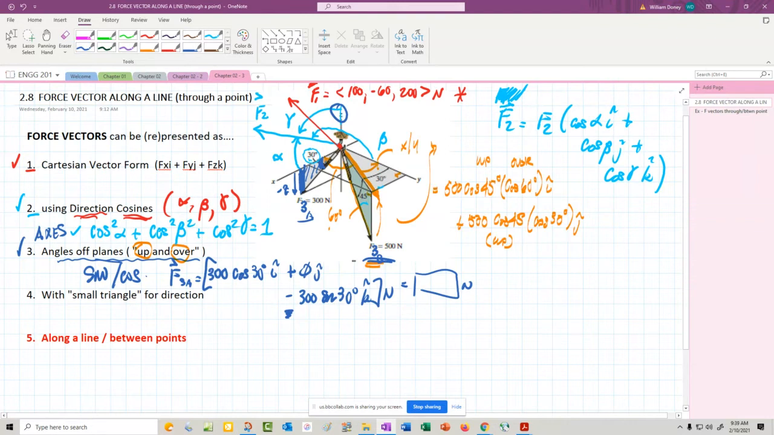Then the last one is get the k direction. Since it's below the XY axis, we're down here in negative k area because it's going that way. We just need this side right here. And that side is the side opposite the 45, so that's going to be a minus 500 sine of 45 degrees k, and then we put units, all that, and then we get that answer.